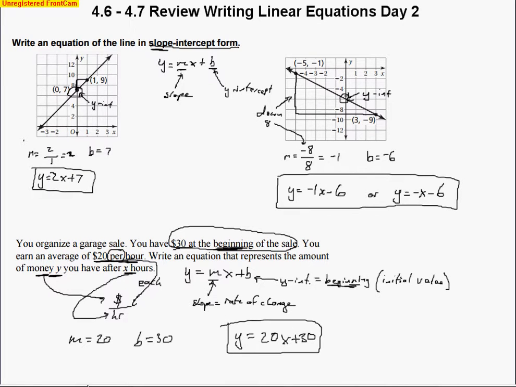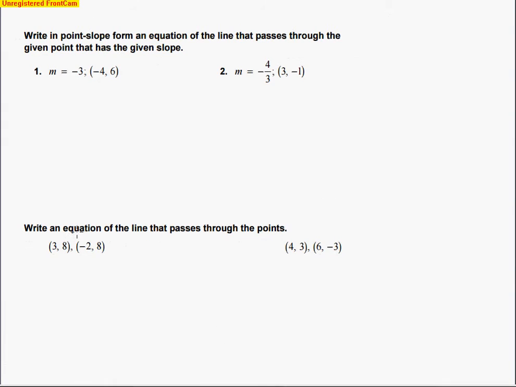Let's take a look at our next type of problem here. Here we have to write the equation. It's not giving us the y-intercept right away, so we're going to use point slope. So it says write in point slope form an equation of the line that passes through the given point and has a given slope. So I'm going to do more than that. I'm going to go ahead and simplify into slope-intercept form for you on these problems.